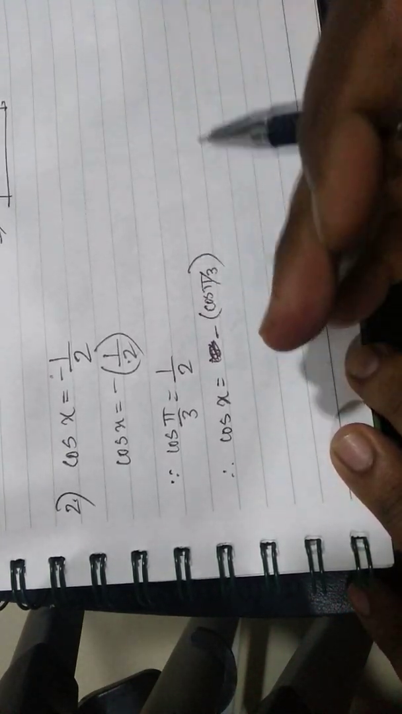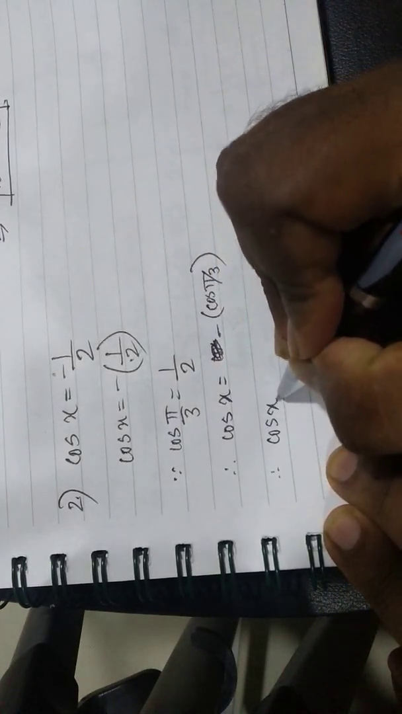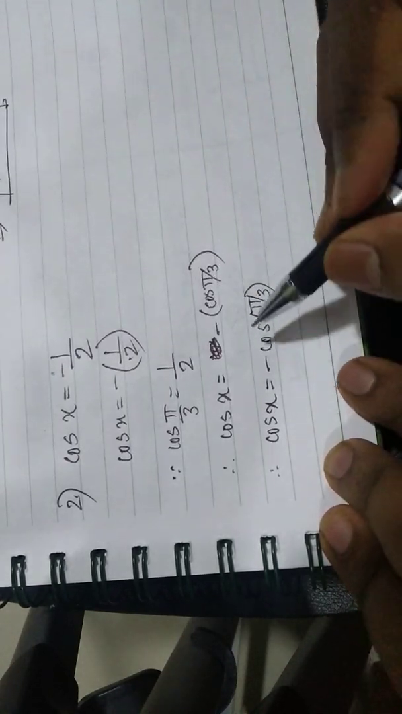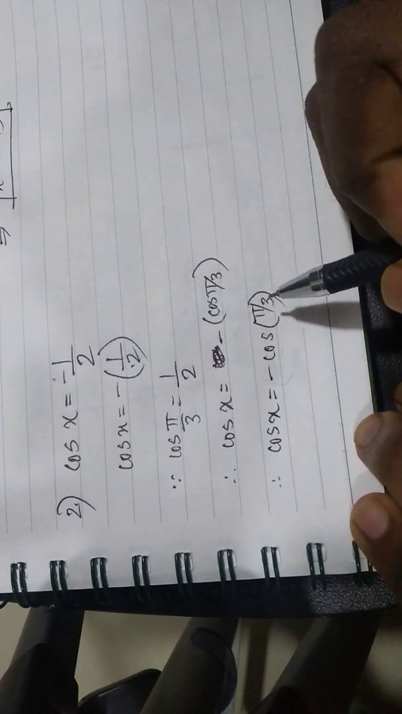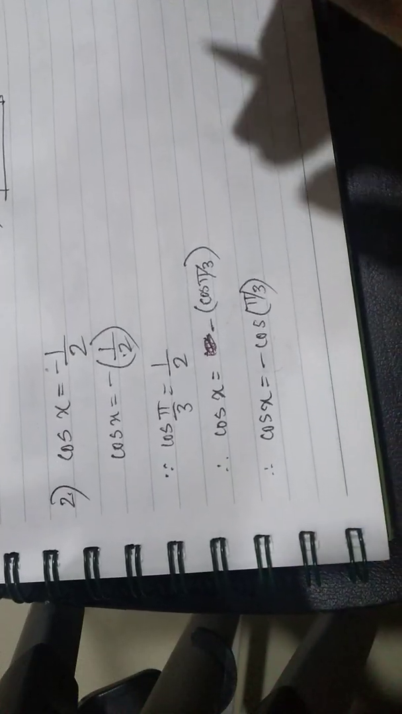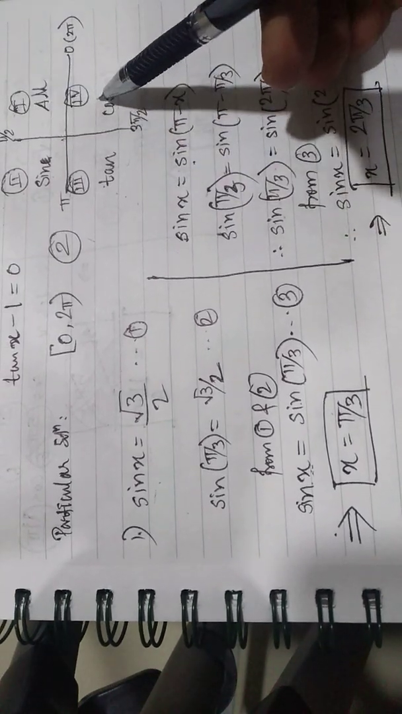So I will bring in the allied angle concept again. I'll make it slightly easier to follow. Of course, now I need to check the allied angle which will give me minus cos pi by 3. So remember, cos is positive only in the first and the fourth quadrant.